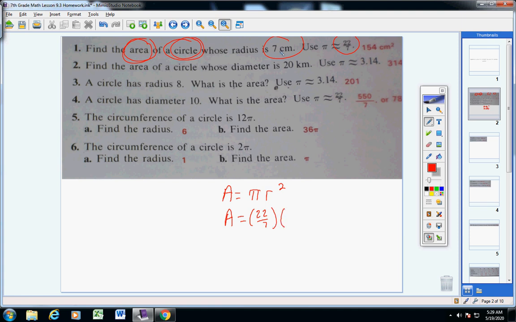My radius is 7, so 7 squared. And of course, hopefully we know by now, we square this number first before we multiply these two numbers together. So 7 times 7 is 49. And then of course we put 49 over 1 and we multiply. And our answer is 7 goes into 49 7 times. 22 times 7 is 154. 1 times 1 is 1. So my answer is 154 centimeters squared.